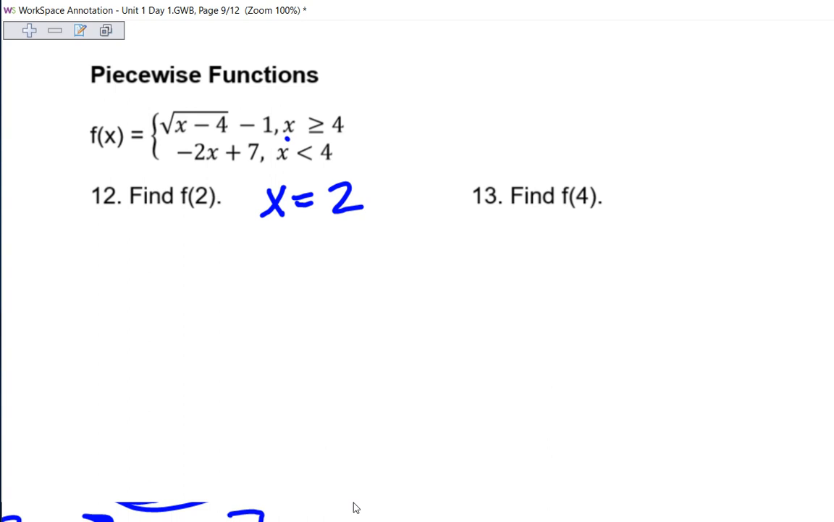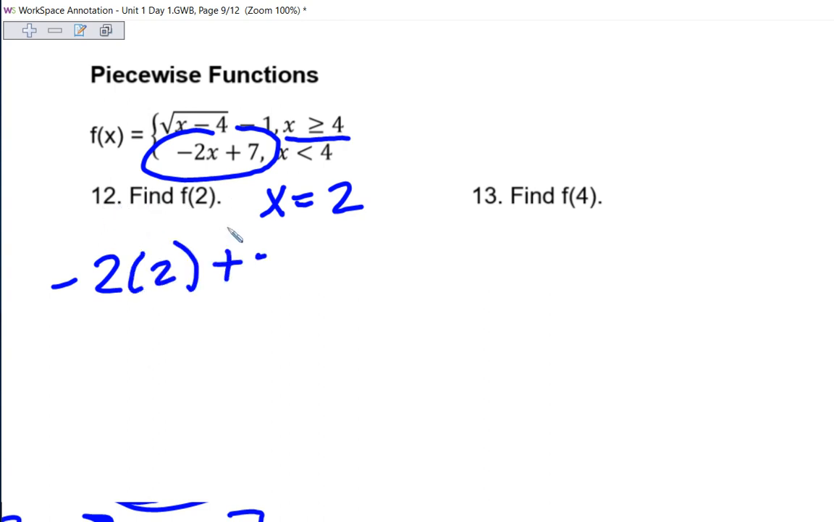Well, is 2 greater than or equal to 4? No, so we're not doing the square root function. But is 2 less than 4? Yes, so we need to be using the bottom function. So this would be negative 2 instead of x. What do I substitute for x? 2. And then plus 7. And what would that answer be? 3. Negative 2 times 2 is negative 4. Negative 4 plus 7 is 3.